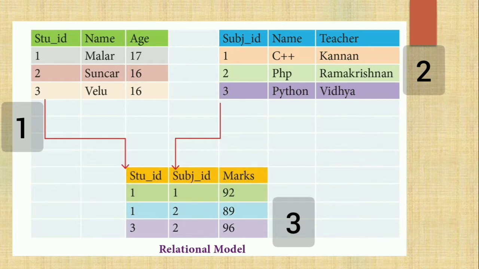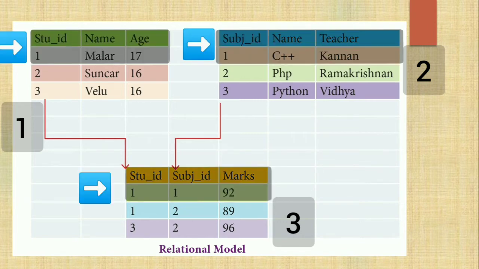Now if you want to know who is ID 1 and which subject is subject ID 1, you have to read table 1 and table 2 to get the details. This is how it is related. Now let's see who is ID 1. ID 1 is Muller, age is 17 and subject 1 is C++ and it is handled by Mr. Kannan. The mark secured by Muller is 92. In which subject? In C++. This is how we get the information from this relational model.